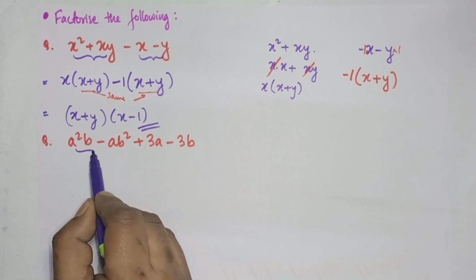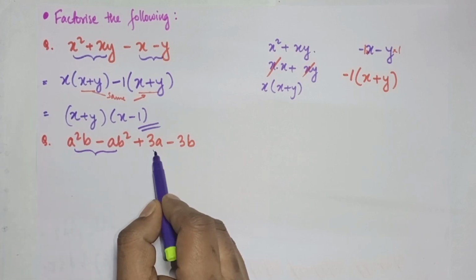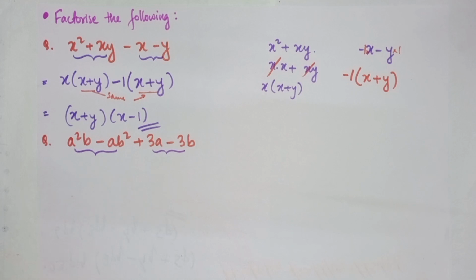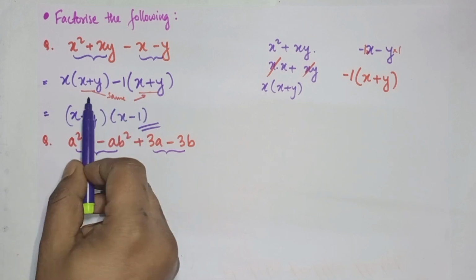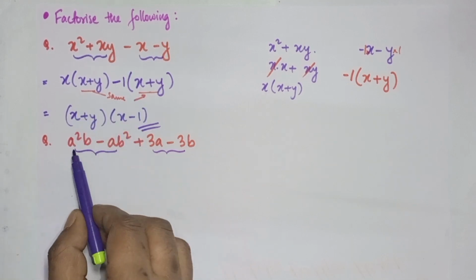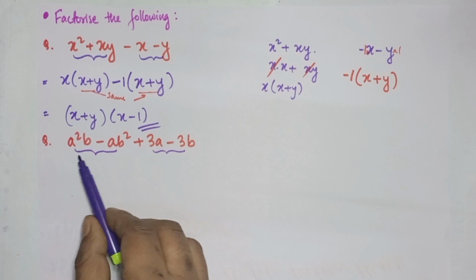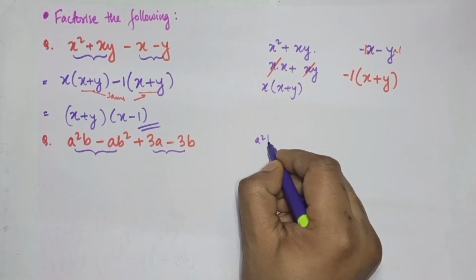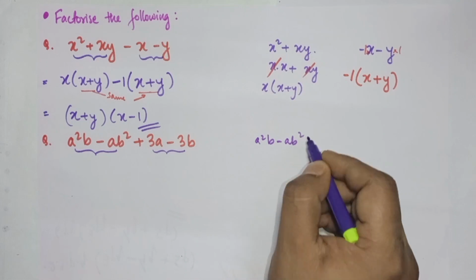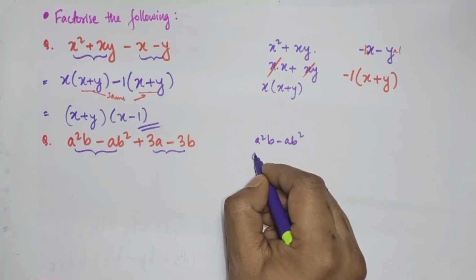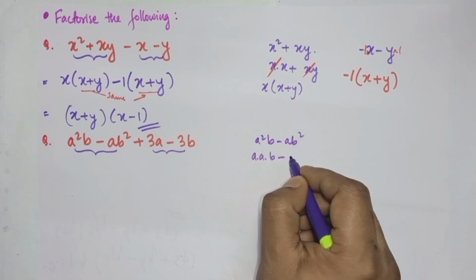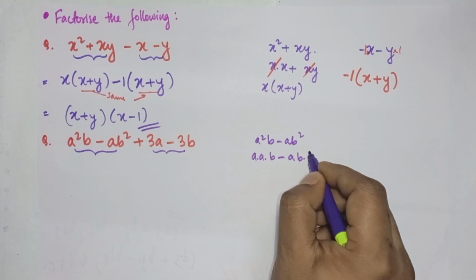So let's form these two pairs. If you do not get the same common factor, then what will you change? You can change the pair also. So let's do this. So what do you have? a square b minus ab square. So a square b means a into a into b, minus ab square means a into b into b.